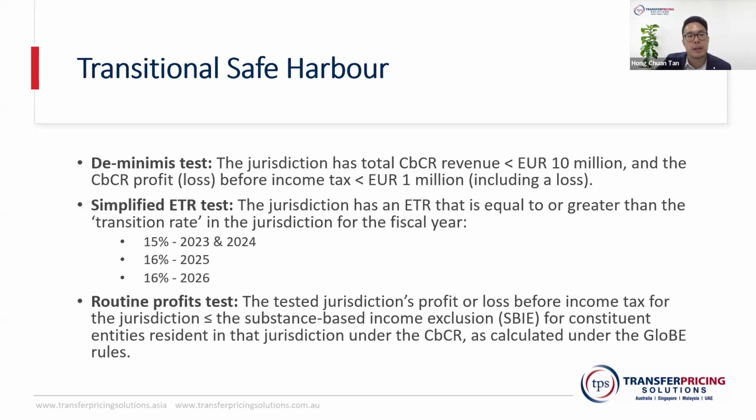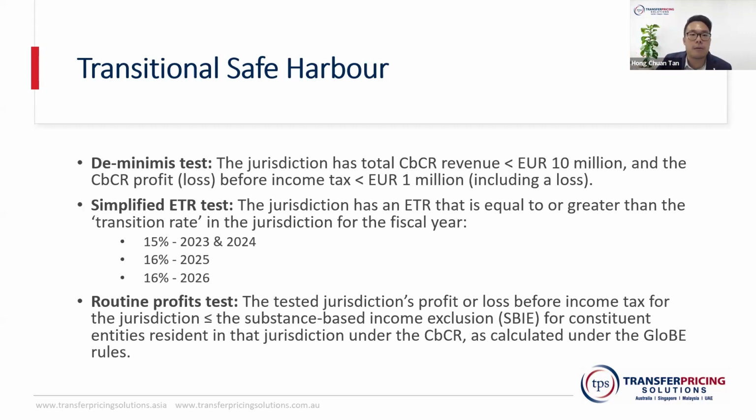Now let's look at three tests. The first one is the de minimis test. So it involves a jurisdiction that has total CBCR revenue of less than 10 million euro. So we're looking at the jurisdictional level, and the profit or loss before income tax is less than 1 million, right? So if you have a constituent entity that falls below this, you can apply for the safe harbor.